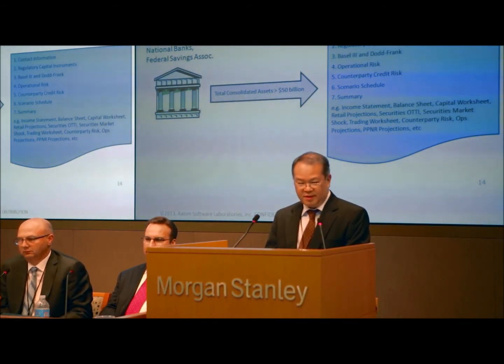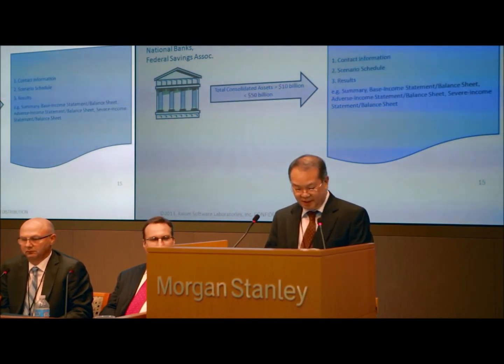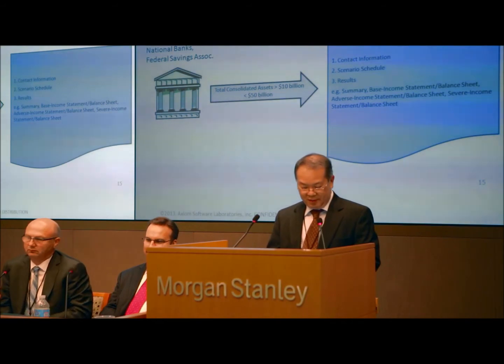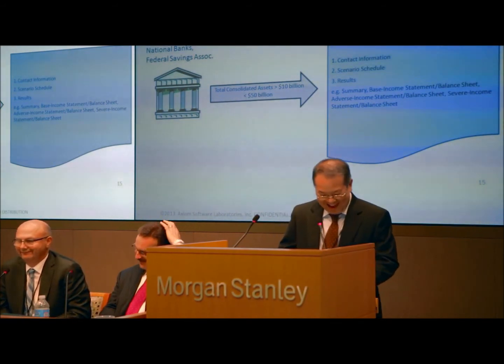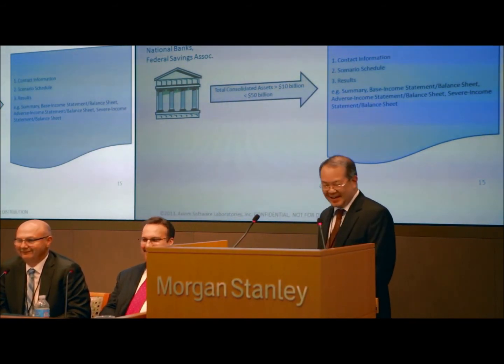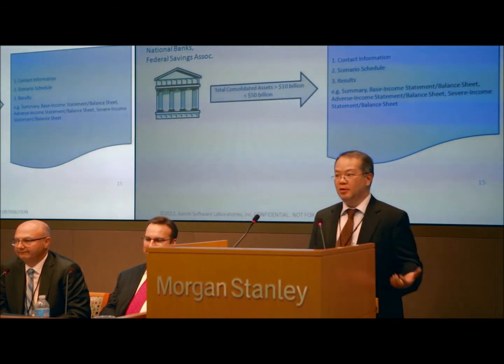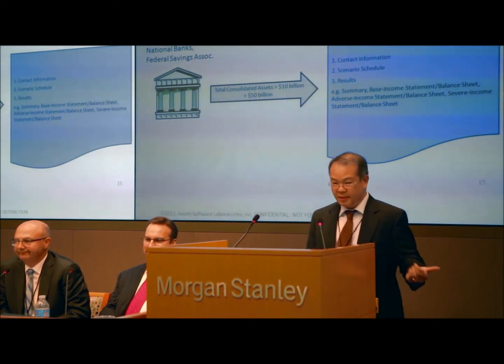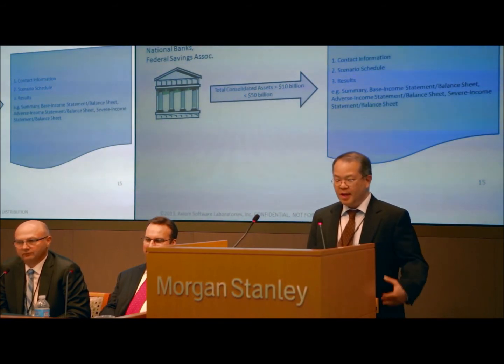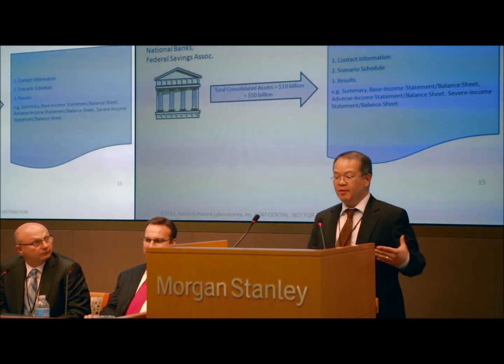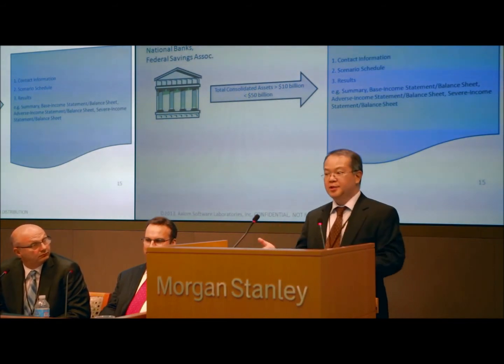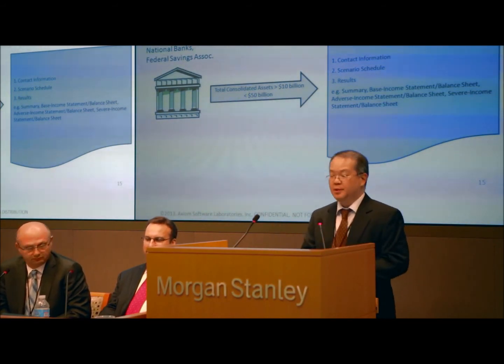If you think that you are off the hook because your total consolidated assets are less than $50 billion, make sure they're under $10 billion, because those of you who have greater than $10 billion in assets are still on the hook. The only thing is you would have to follow a smaller schedule, which basically consists of just the scenarios and the results. And the results are basically summarized projections and stress testing of your income statement, balance sheet, and capital.